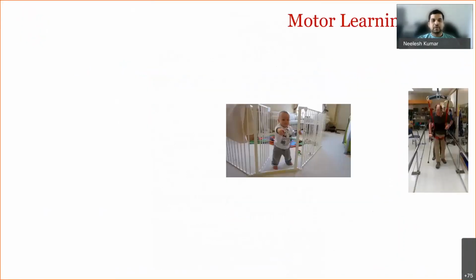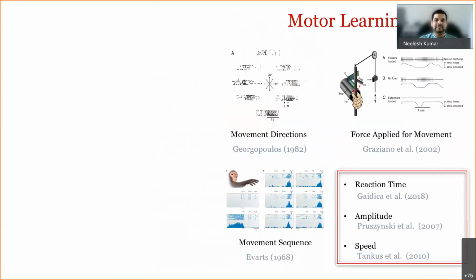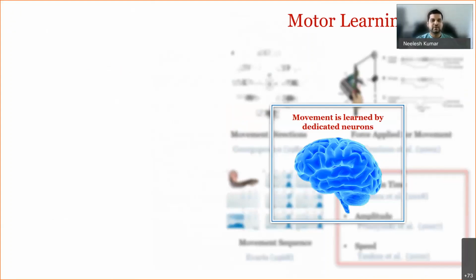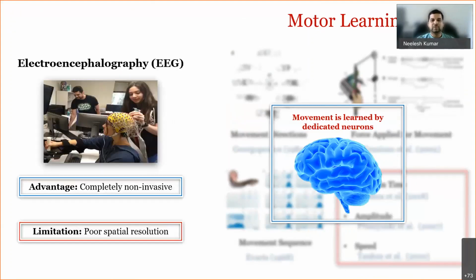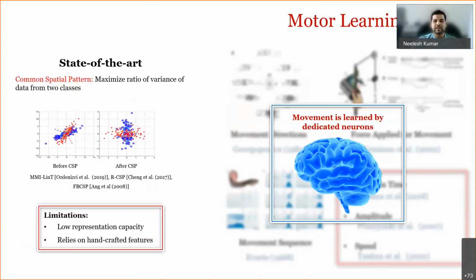Okay. So motor learning is a crucial aspect of biological intelligence, using which our brain learns or relearns how to move. We know since the 60s that there are specific neurons that control how we move by learning direction, speed, and other characteristics. So movement is learned by distinct neurons in our brain. And although there are many methods to record brain activity, EEG has long been the widely used, mainly because of its non-invasive way of acquiring brain signals. But for a long time, EEG has been hampered by poor spatial resolution, which makes it difficult for the state-of-the-art methods to decode it, due to their limited representation capacity and reliance on handcrafted features.